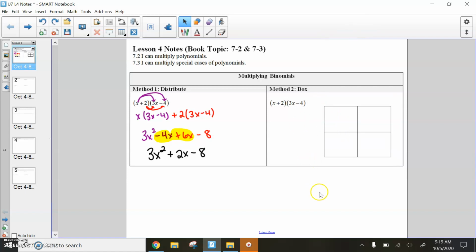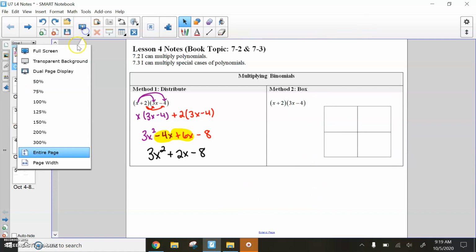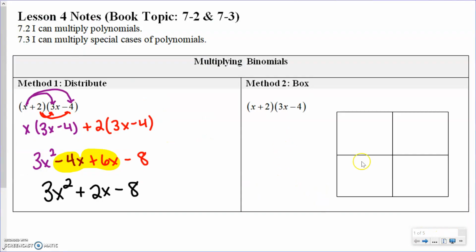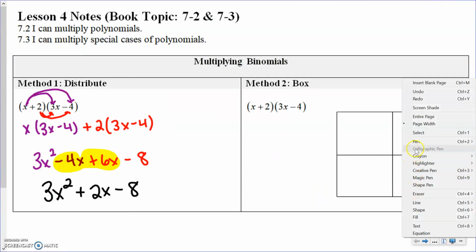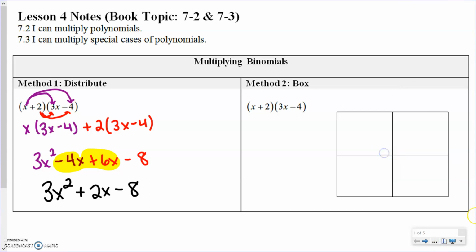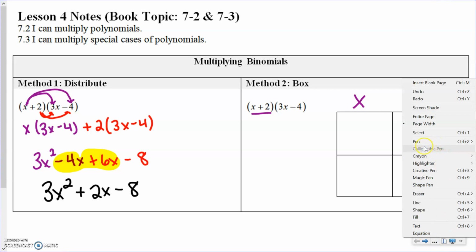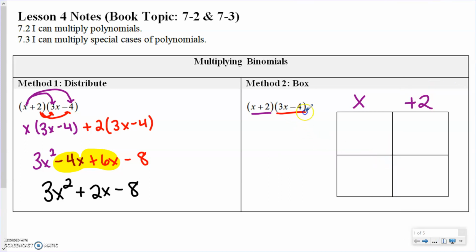is a lot like a Punnett square in biology. It actually doesn't matter how you set it up, you just need to keep it together. So my first binomial here is x plus 2. Okay, I'm going to write x plus 2 across the top. My second binomial is 3x minus 4. So I'm going to write 3x minus 4 on the side.